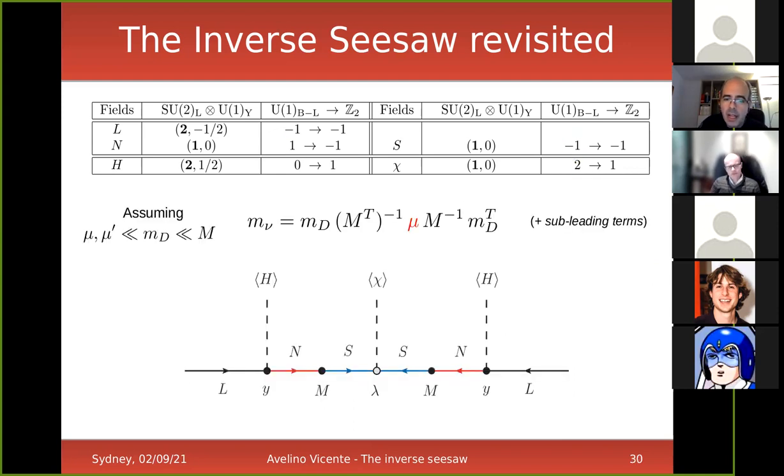Again, the model works exactly as the one I discussed before, but with the difference that now the mu parameter is not explicit, but is spontaneously generated when chi gets a VEV. But the fact that the symmetry, lepton number, is spontaneously broken doesn't make any difference in what concerns the expression for neutrino masses. So you get this expression plus subleading terms, and in these subleading terms you have mu prime, mu, and many combinations and additional powers of mu and mu prime.